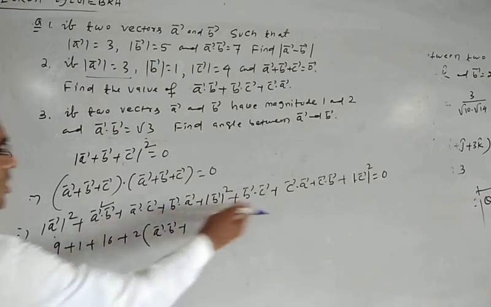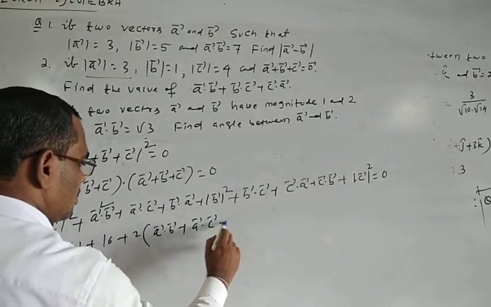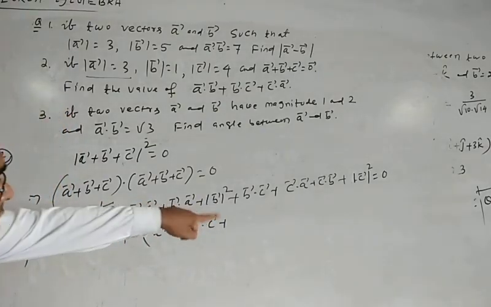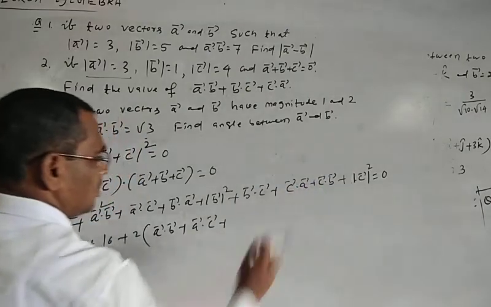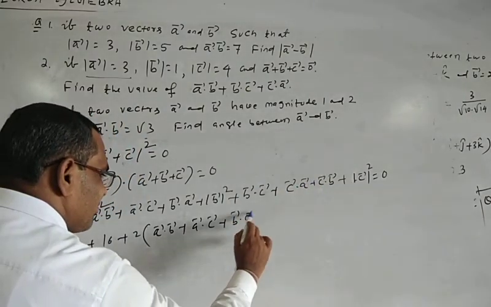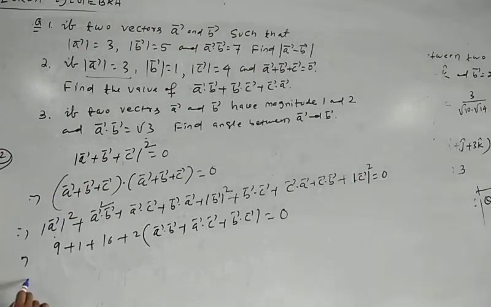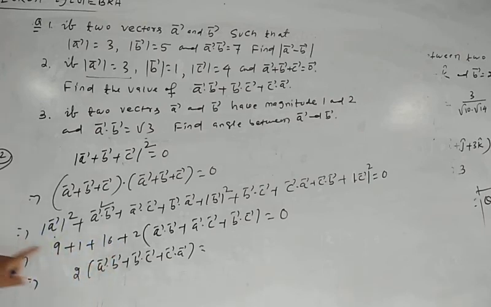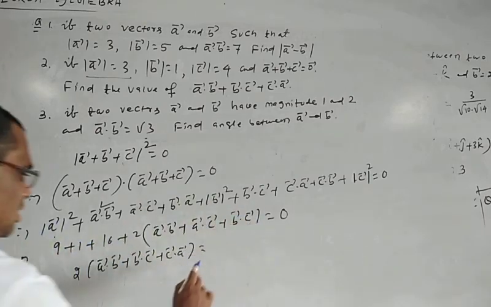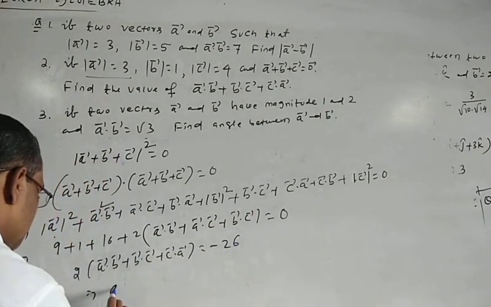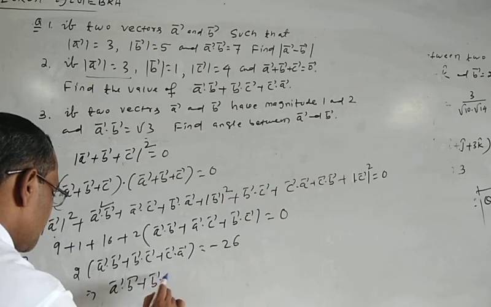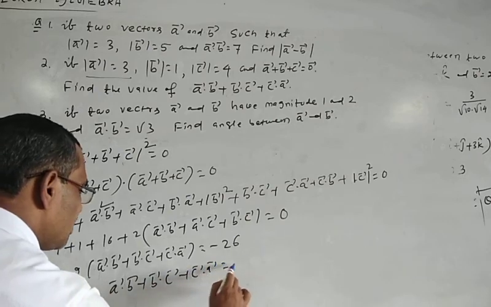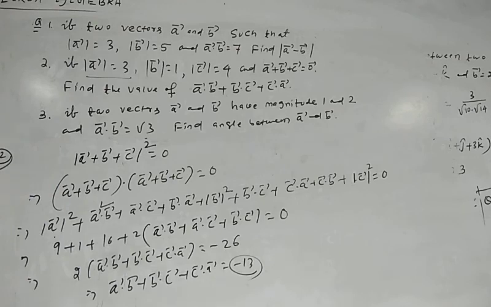Here A dot C and C dot A give 2 into A dot C. Here B dot C and C dot B give 2 into B dot C. So this is equal to 0. That implies 2 into A dot B plus B dot C plus C dot A is equal to minus, 16 plus 10, 26. Taking the right side, this is minus 26. That implies A dot B plus B dot C plus C dot A equal to minus 13. So this answer is minus 13.